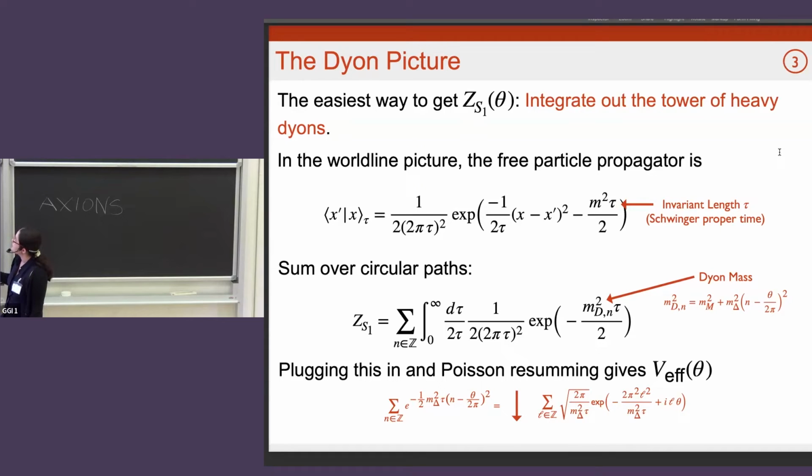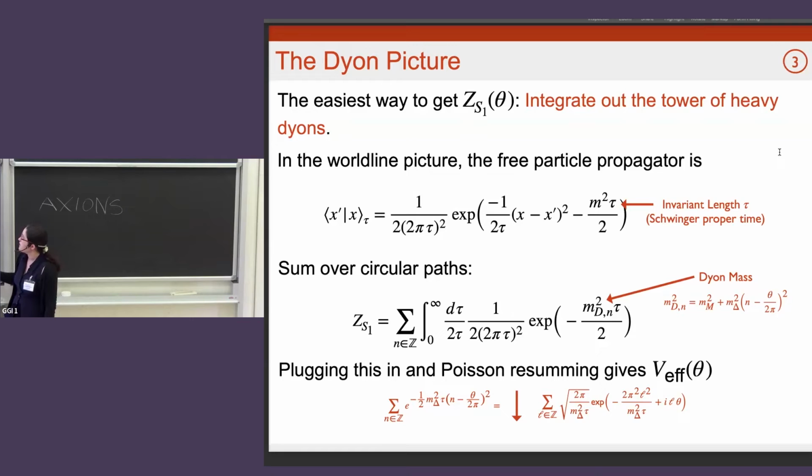You take this expression, plug in x prime equal to x, so this term goes away. For the mass, you plug in the dyon mass, which is proportional to the monopole mass plus some spacing, m delta squared, times n minus theta over 2 pi squared. So this is the theta dependence. We integrate over the different path lengths, so that's integrating over tau. We also get this extra factor 1 over 2 tau, which comes from the fact that these are circles, so you can flip them or rotate them, and we need to get rid of those degeneracies. Then we're summing over all the different states in the tower.